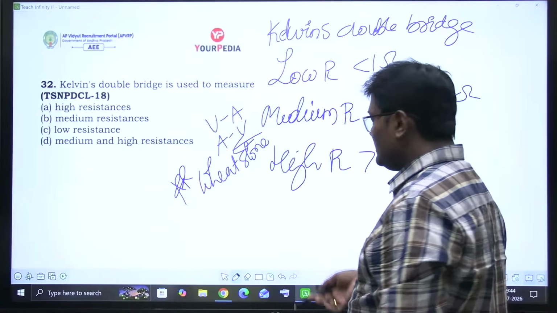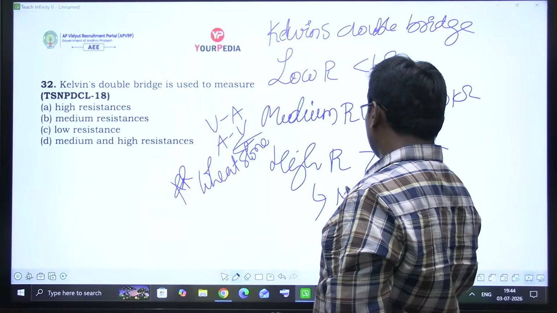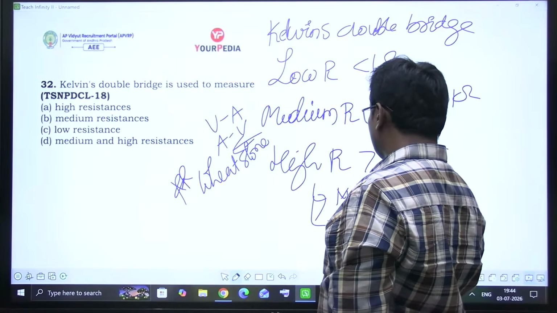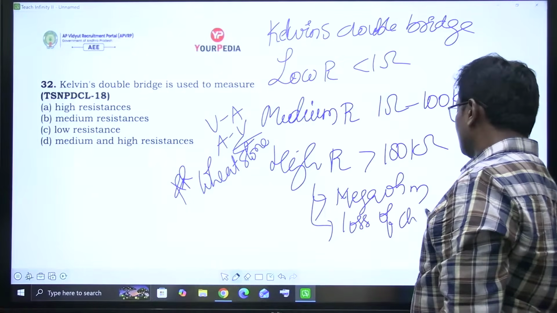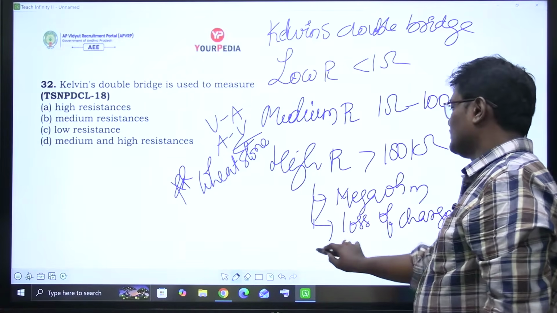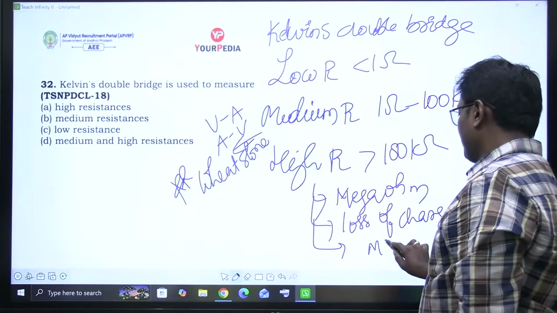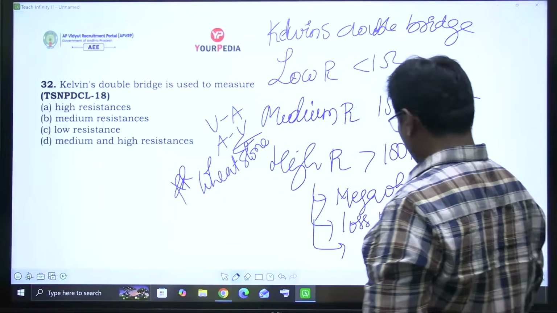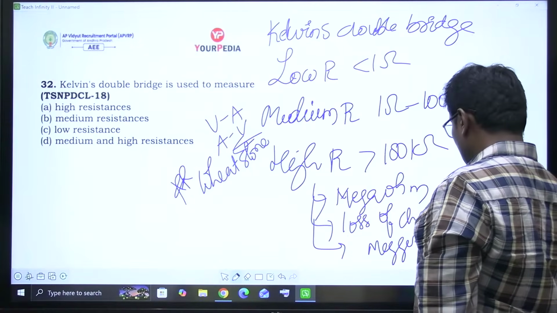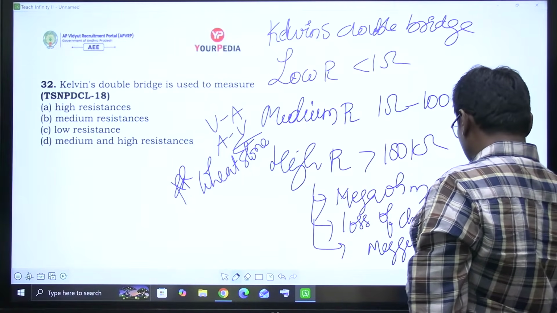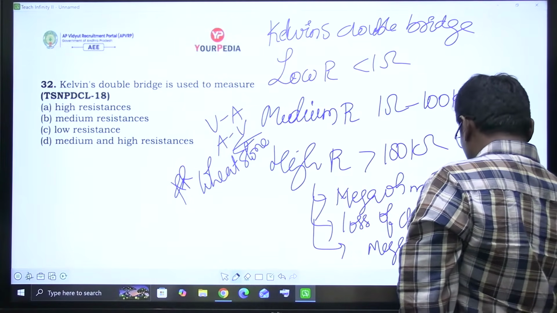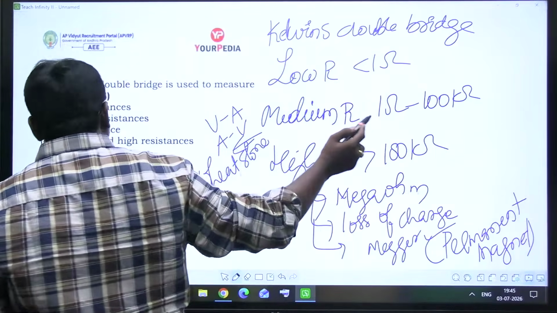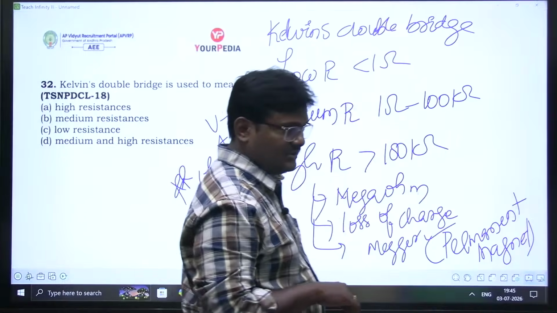For the high resistance method, this is the megohm bridge, the loss of charge method, also called the Megger. We can use a Megger, and in that Megger also we are using a permanent magnet. This is an important question. If you need, try to note it down. This is very important.